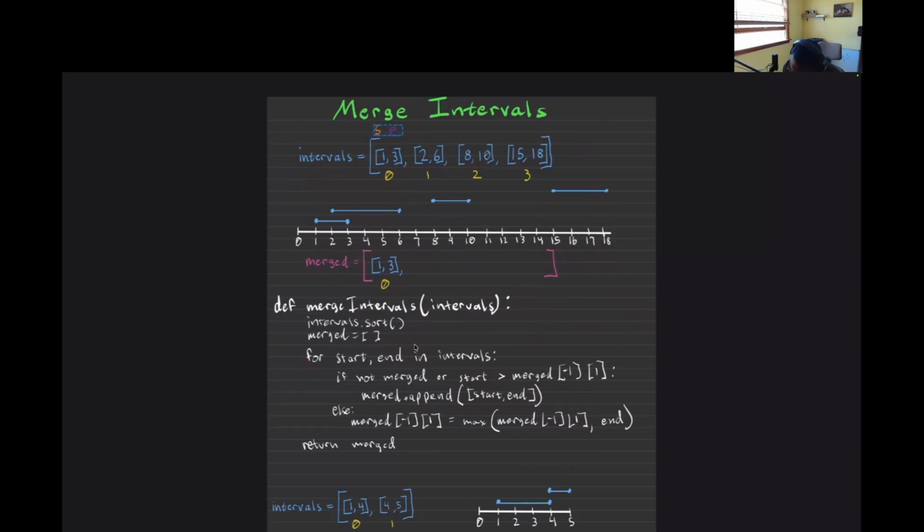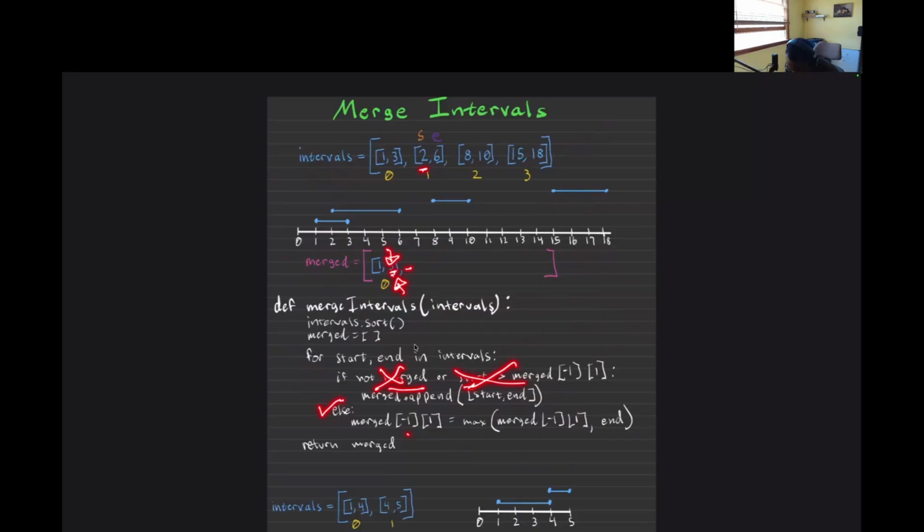All right, cool. And then now we're back inside this for loop, right? So these guys come here, okay? If not merged, well, there is a merged, so this doesn't happen. Or the current start is greater than the last end of merged, okay? So is this guy greater than this guy? Nah, it's not. So this doesn't hold, so now we're here.